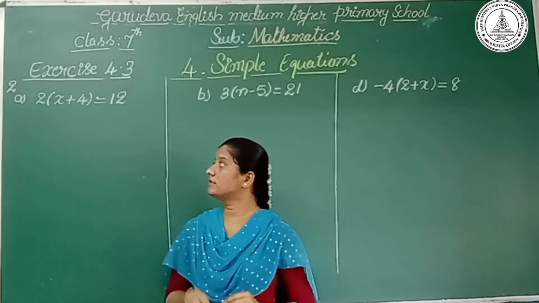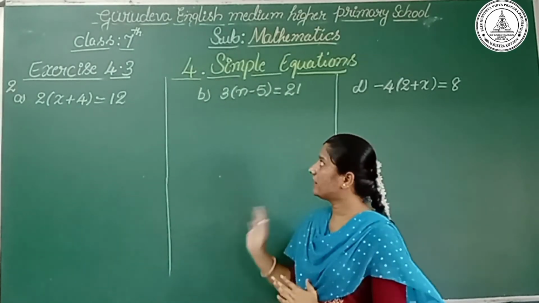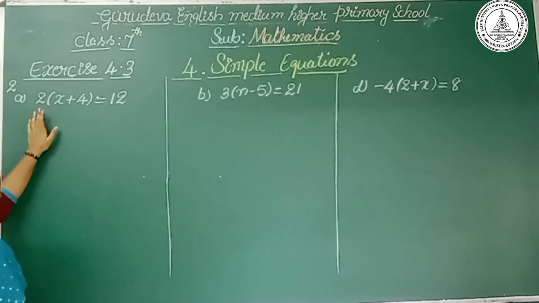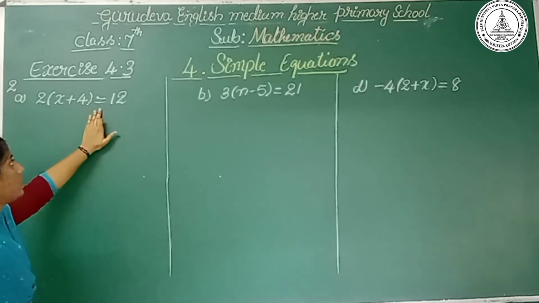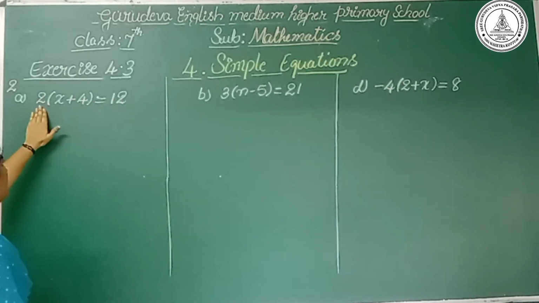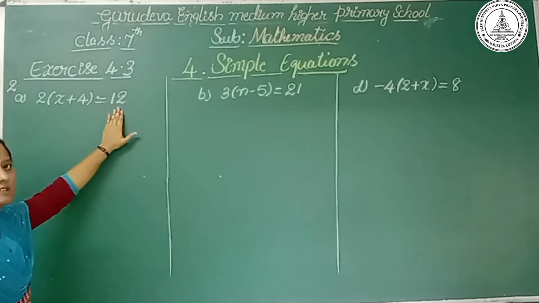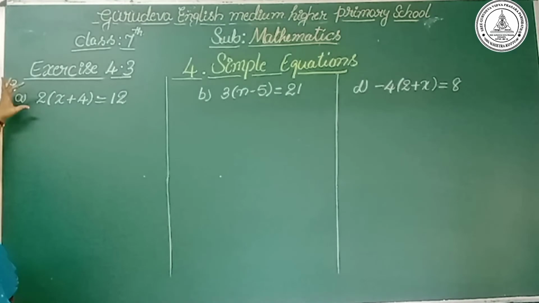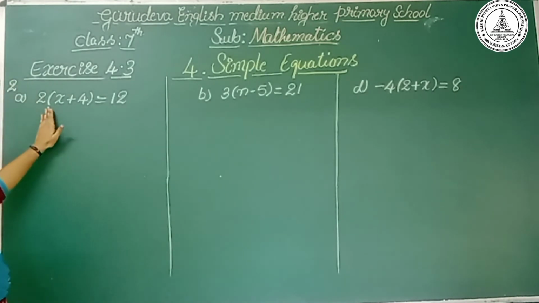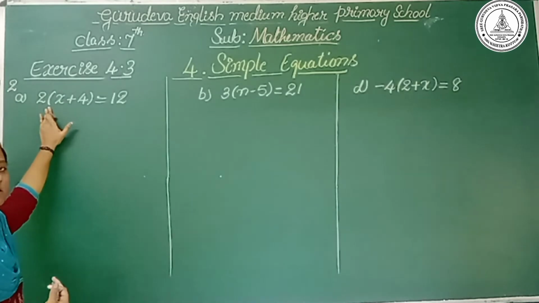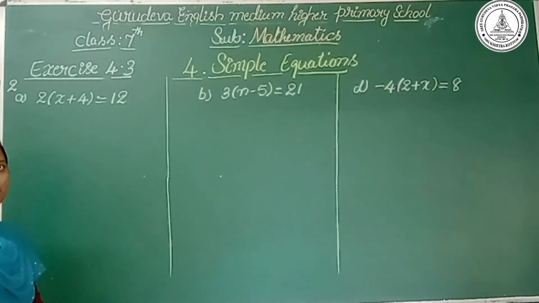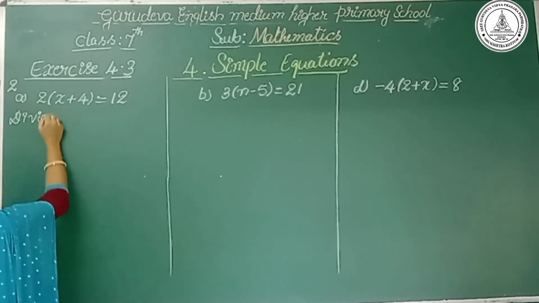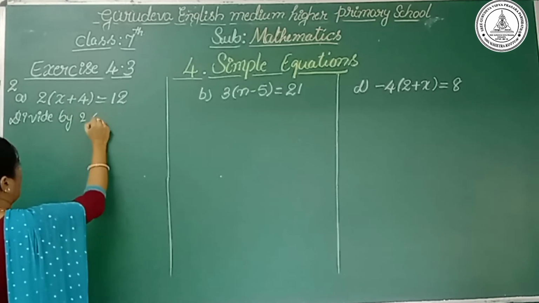The second question: solve the following equations. Here they have given some different equations. Let's solve these equations. The first equation is 2 into x plus 4 equals 12. Here 2 is multiplied by x plus 4, which equals 12. The first step is to eliminate the 2. Here is the multiplication of 2, so we do the first step: divide by 2 on both sides.